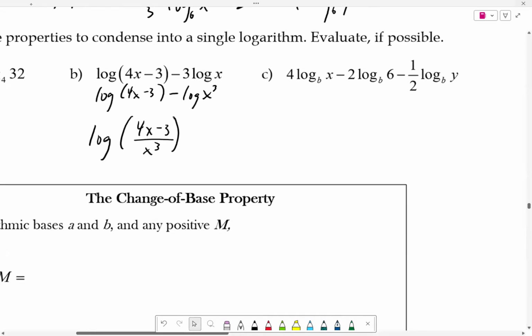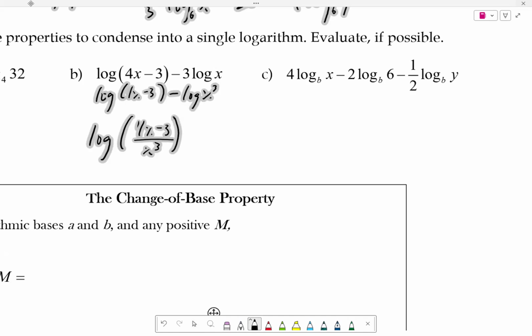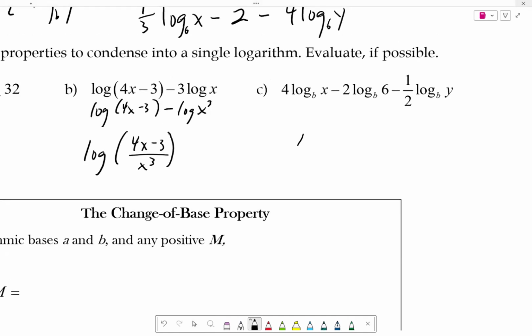Okay, for C, would someone like to tell us just the answer that they got? Yeah, Ellen, can you help us with this? Log of x to the fourth over 36 root y, like this. Okay, yeah, what do we think? Does this make sense? Is this right?